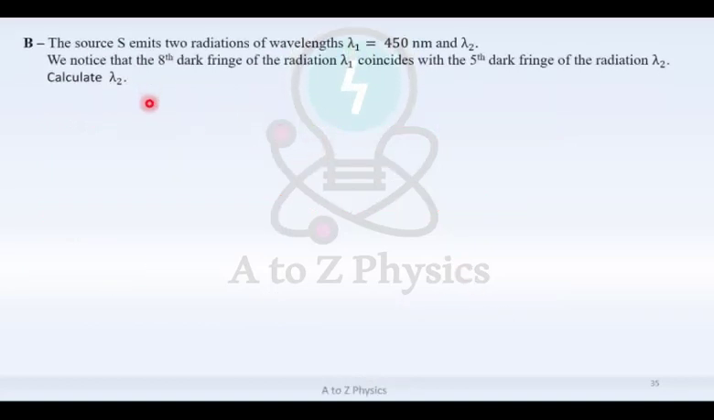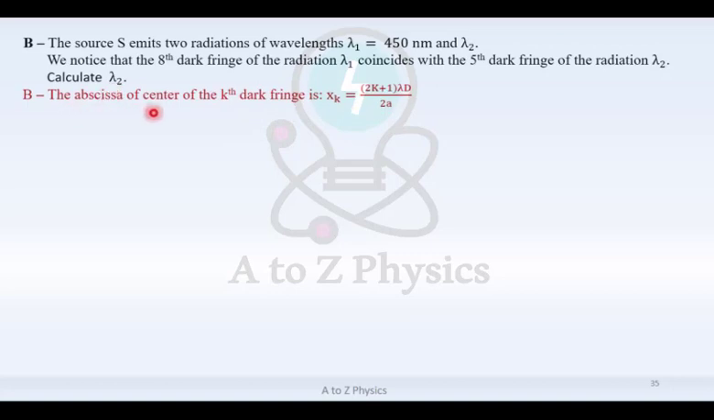Part B. The source S emits two radiations of wavelength lambda 1 equal 450 nanometer and lambda 2 of unknown value. Note here the source S is now not a monochromatic radiation. It is a polychromatic source but not a white light. We notice that the 8th dark fringe of the radiation lambda 1 coincides with the 5th dark fringe of radiation lambda 2. Calculate lambda 2.